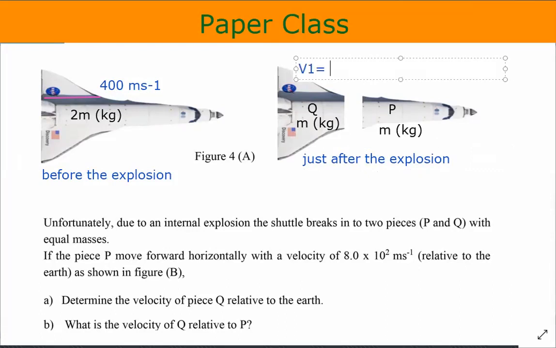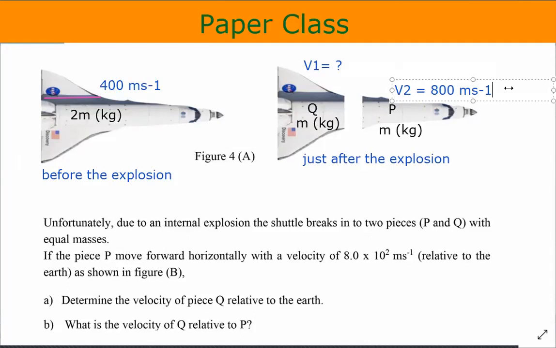We don't know what it is. That's the question here. And the velocity of the piece P after the explosion, let me mark it as V2. It is given as 8 into 10 to the power 2, so that is 800 meters per second, right?